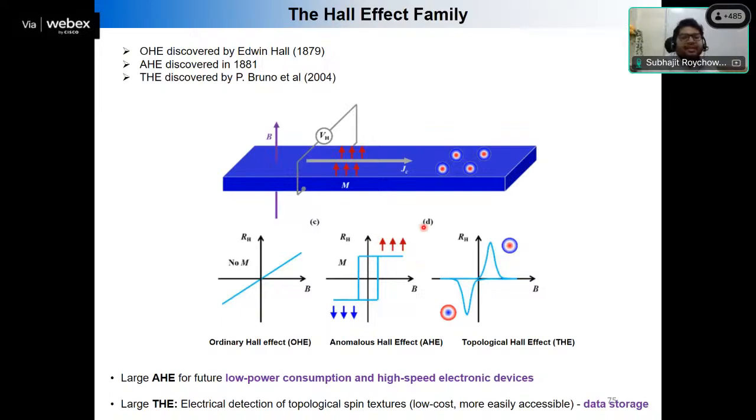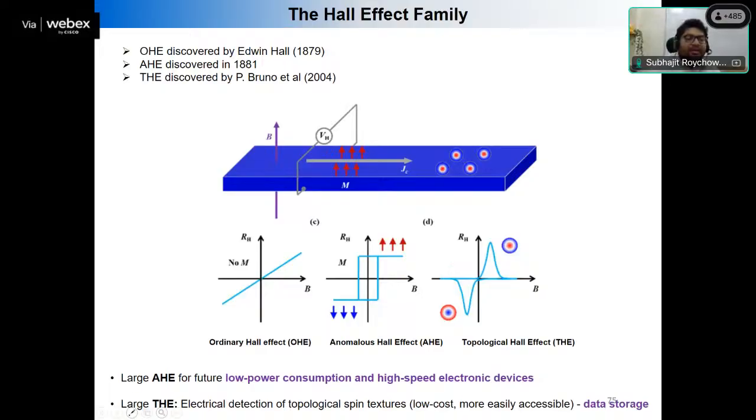And after that, recently another Hall effect was discovered. If I have a non-coplanar spin structure and my current flows through it, that non-coplanar spin structure can also affect my Hall effect, and it will give an extra contribution that is known as the topological Hall effect.